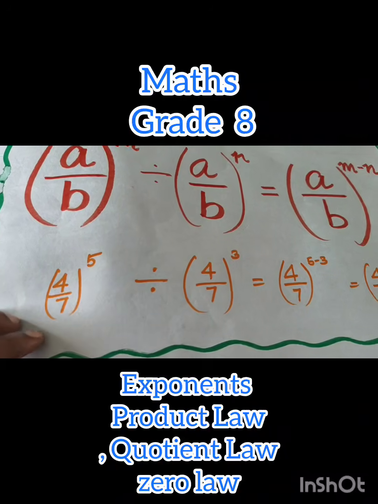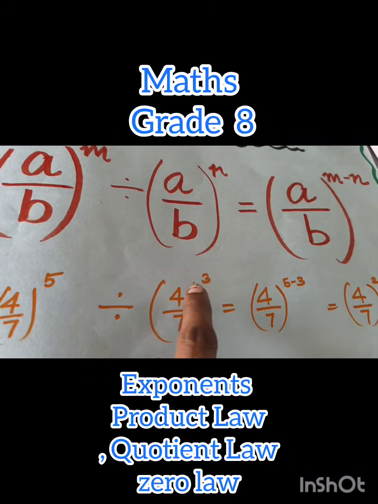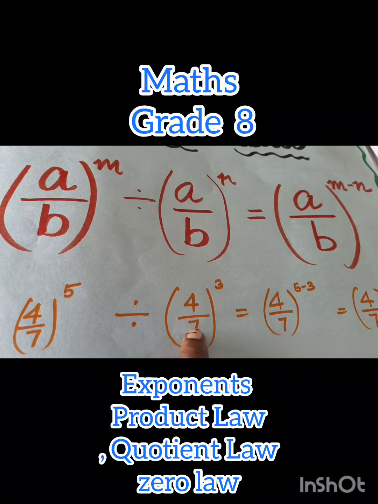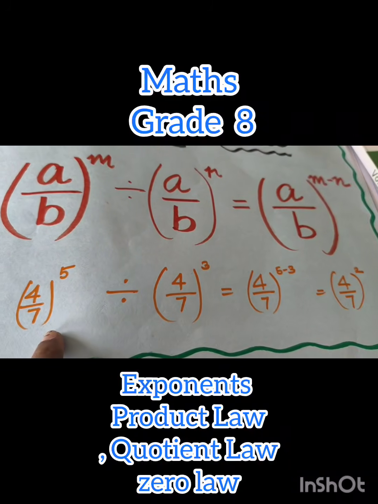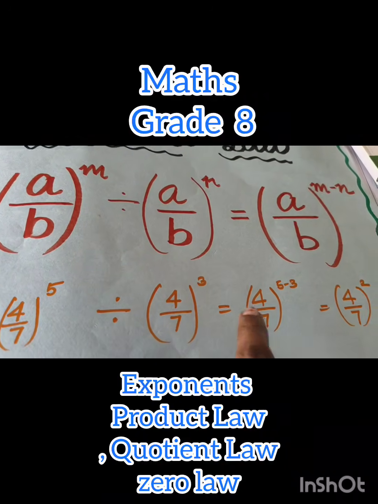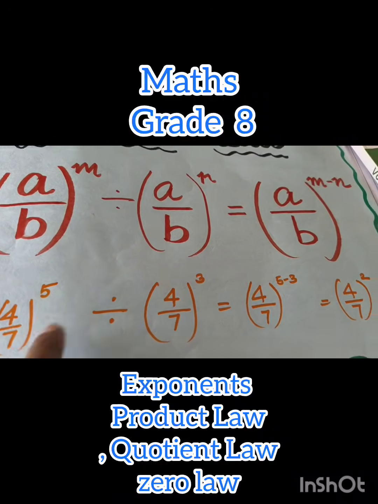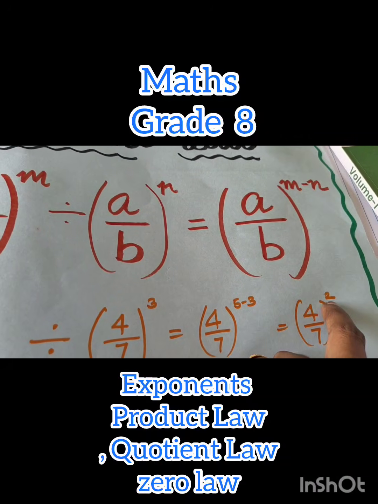Let's take an example. (4/7)^5 is one exponent. (4/7)^3 is another exponent. Now it has to be divided. So I can apply the quotient law, which says that the powers should be subtracted. So my answer will be (4/7)^2, because 5 minus 3 is 2.